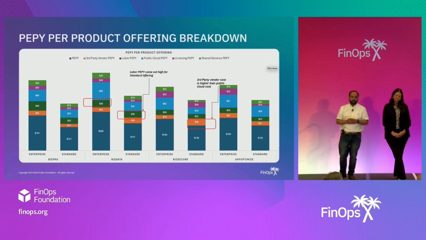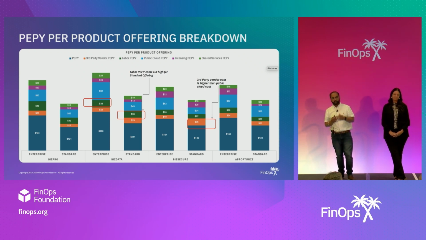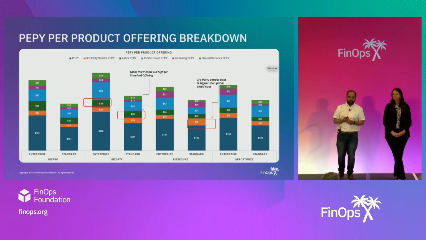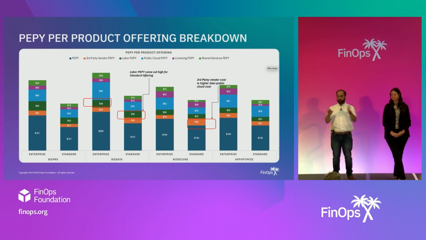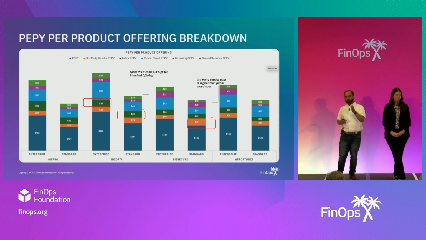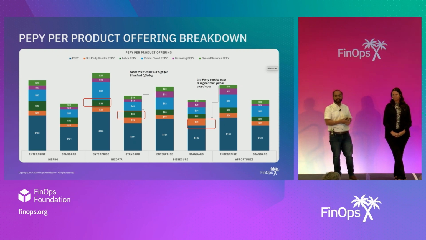Another example we have here is Biz Secure. So you can see we have a third-party vendor cost, which is higher than the public cloud cost, right? So for the standard product, what we found is that I'm spending some $36 per user, and this is again PEPI, we're sticking to the same methodology, cost per user or per employee per year, right? I'm spending $36 per user per year on a third-party vendor solution, which is actually more than I spent to run this product in the public cloud.